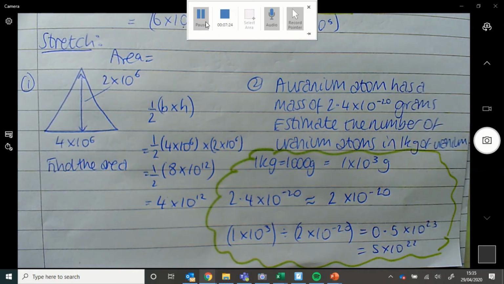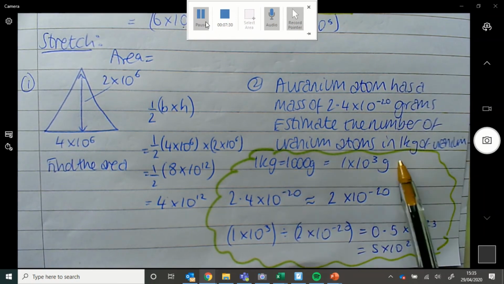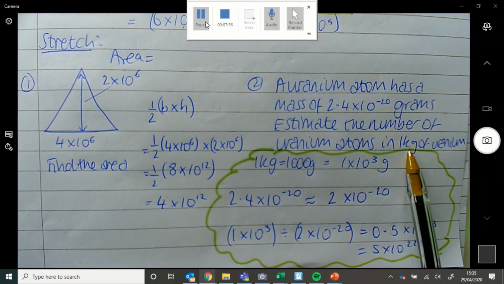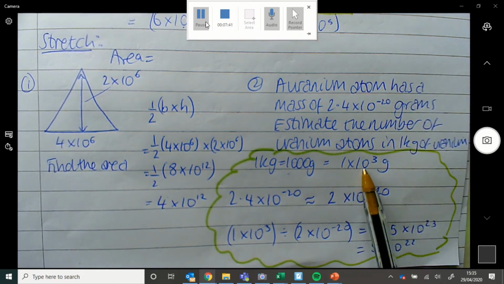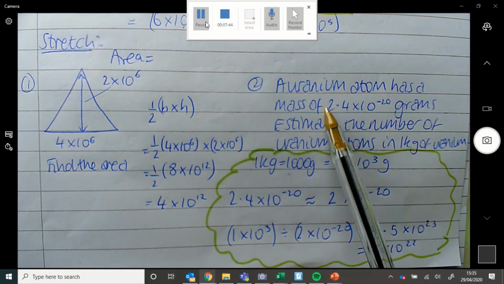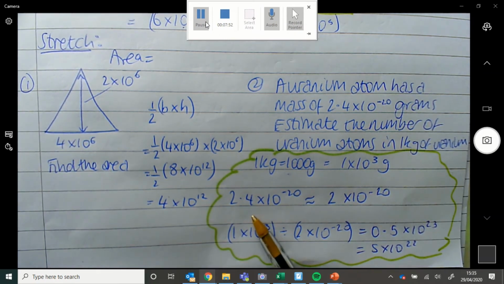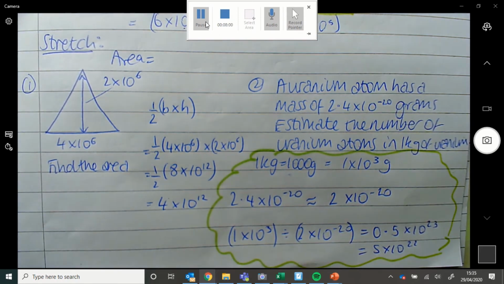Second question. Okay, so I've got something in standard form, and it says estimate the number of atoms in a kilogram of uranium. I can see that this one is in grams, so the first thing I want to do is convert this into grams. 1 kilogram is 1,000 grams, so it's 1 times 10 to the power of 3 grams. Next keyword I see is the word estimate. If I want to estimate something, I round it to one significant figure. So the 2.4 is the number that's not got one significant figure, so I need to change that 2.4 to 2. I'm going to leave the 10 and the power of 10, no matter what it is, alone. It's just the number part that I need to round to one significant figure.